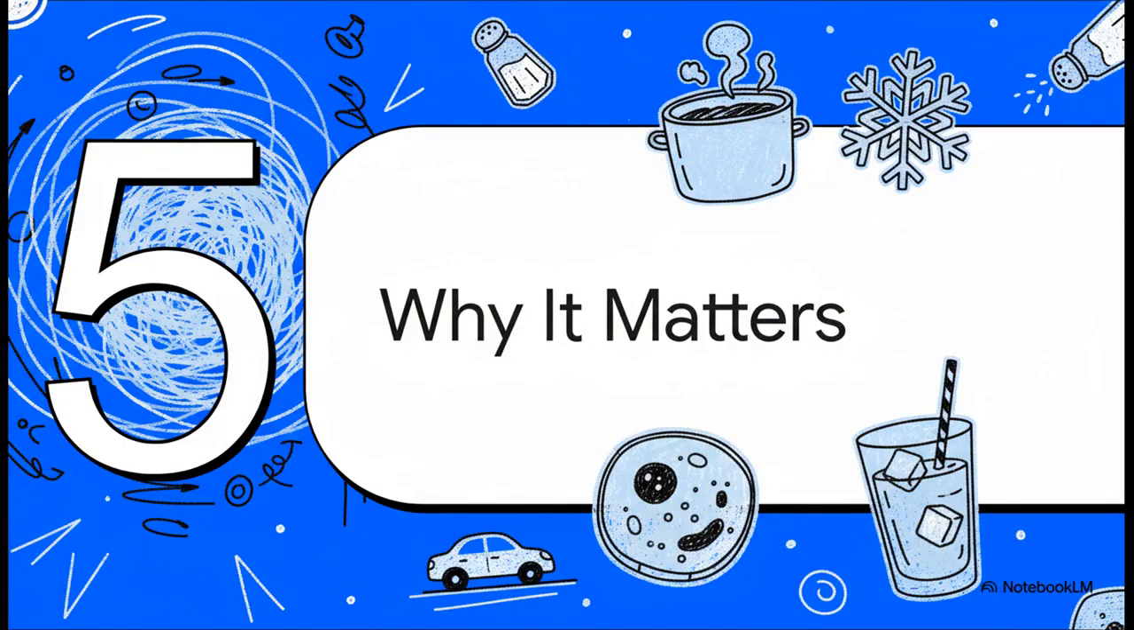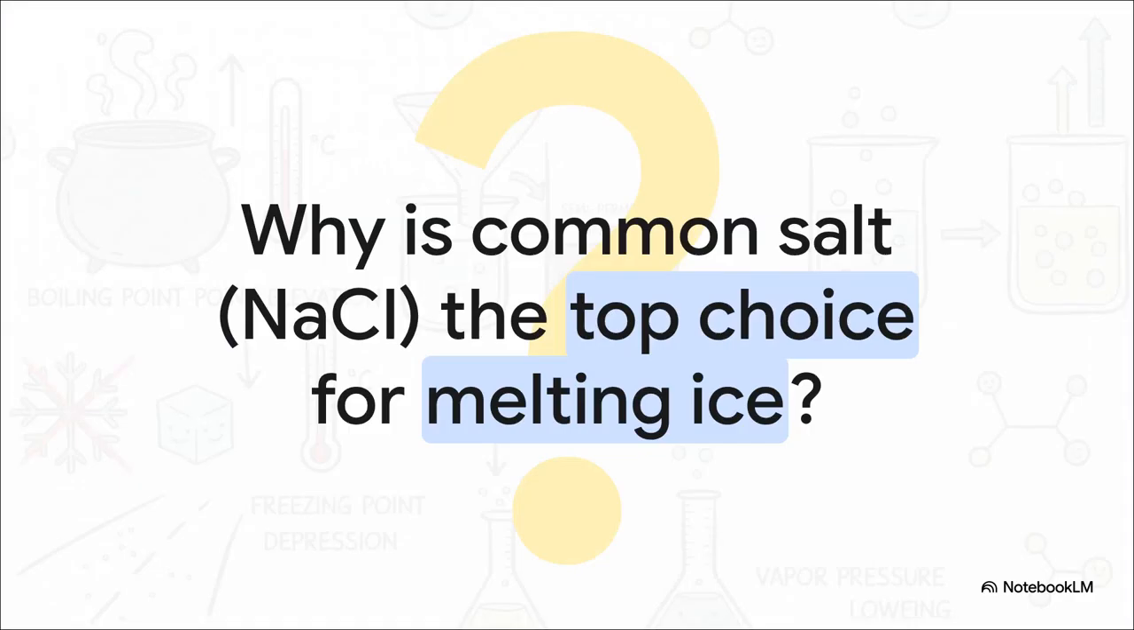So, we've seen the science and how it works. For our last section, let's just take a quick look at why all this matters in the real world. We know from that chart earlier that some compounds, like calcium chloride, are technically more powerful because they release 3 particles instead of just 2.